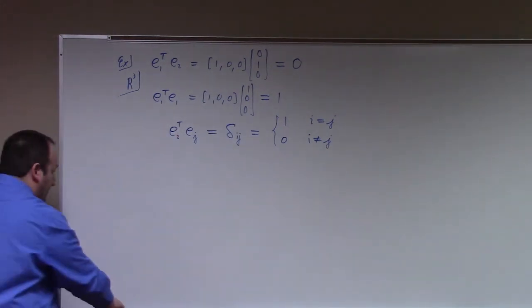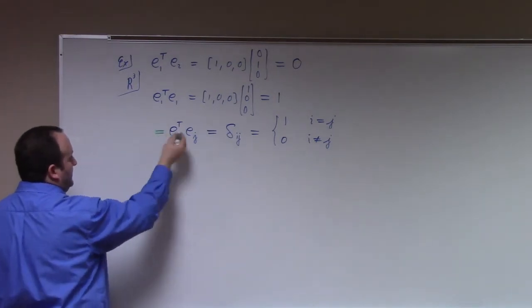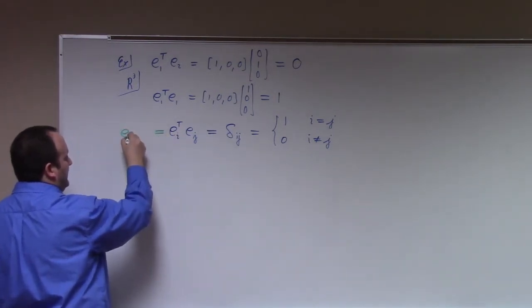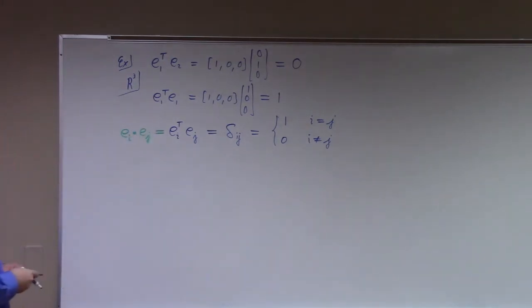But from another way of thinking, if you don't want to think about matrix multiplication, you could say, well, really, it's just the dot product of the vector EI and EJ. That's what that is.